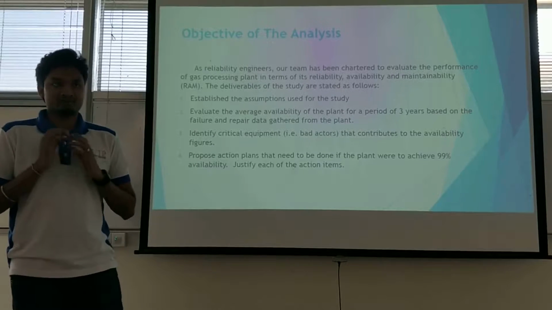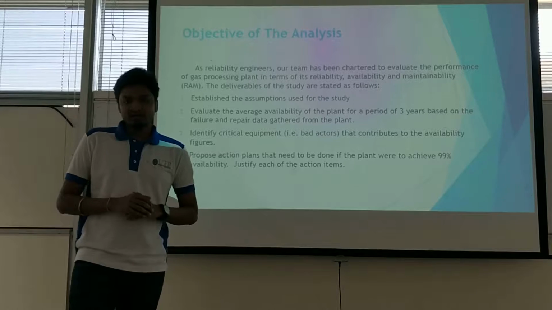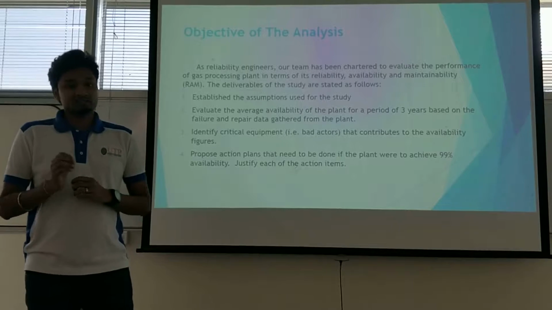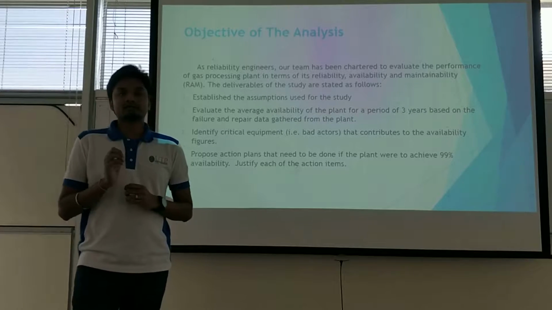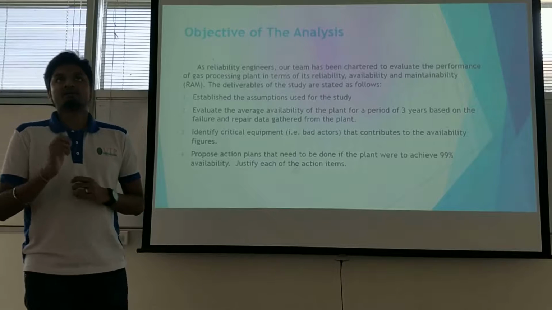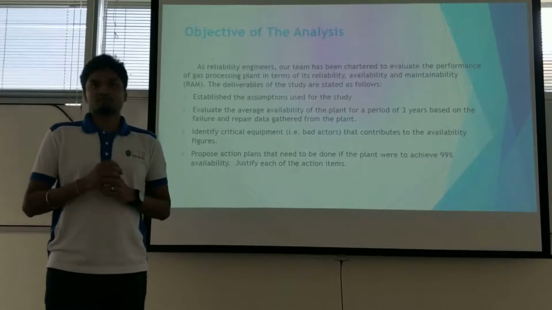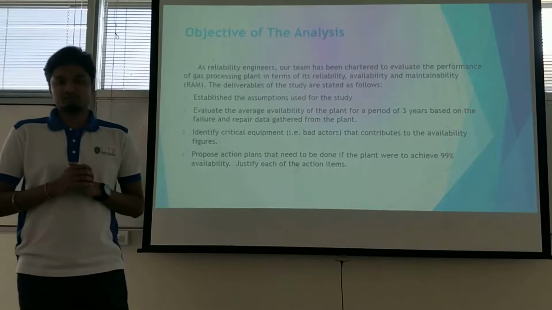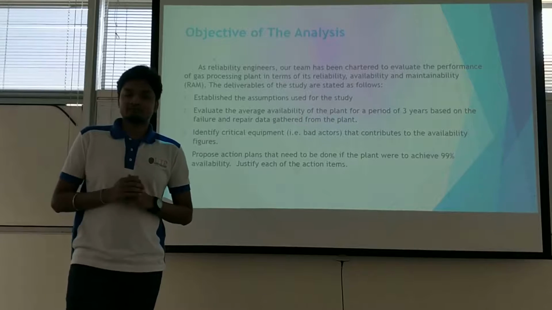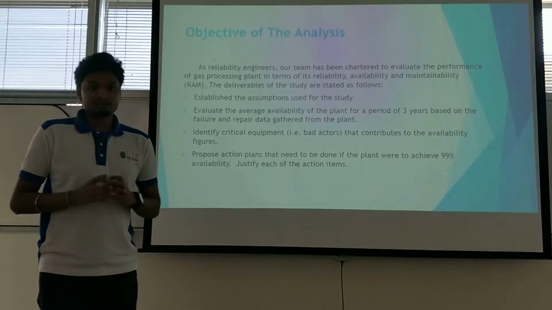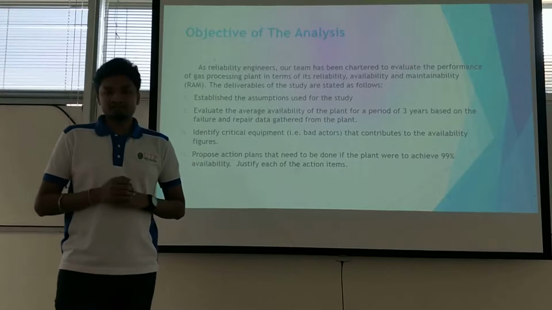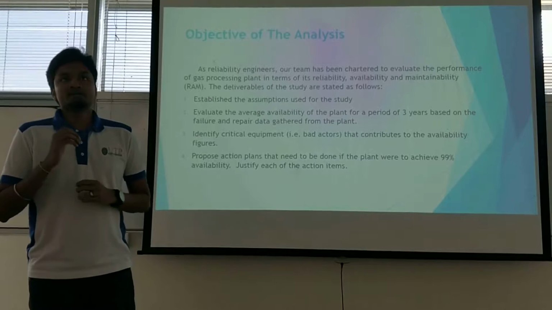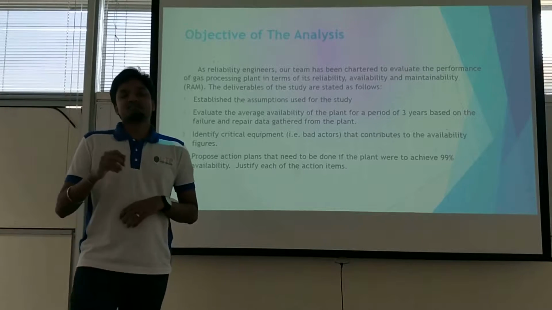The first one is we have to establish the assumptions used for this study. The second one is to evaluate the average availability of the plant for a period of 3 years based on the failure and repair data given from the plant. The failure data is from Weibull distribution, and the MTTF, which is mean time to failure, is from exponential distribution. The third one is we have to identify the critical equipment, which is the bad actors that contribute to the availability of the plant. And the last one, we have to propose an action plan that needs to be done if the plant needs to achieve 99% availability, and we have to justify the action.